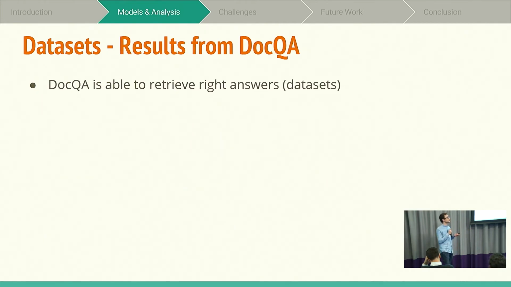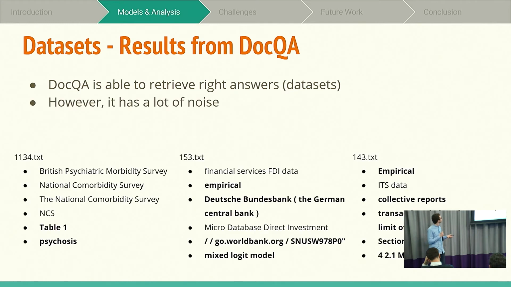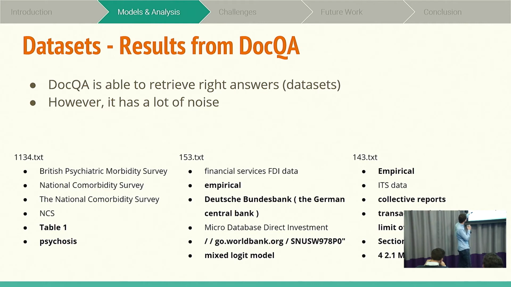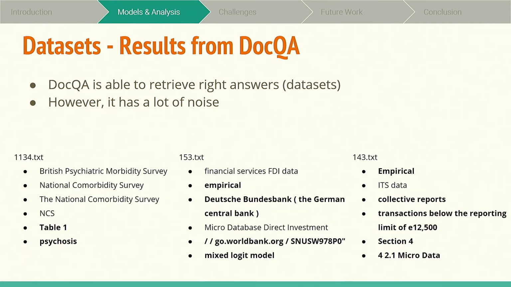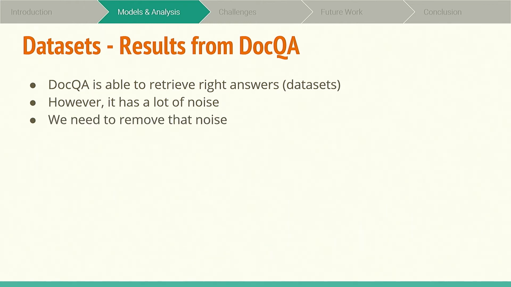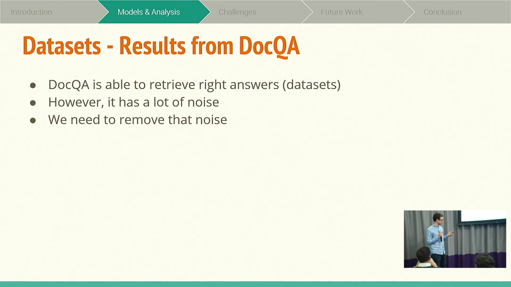So DocQA is able to retrieve right answers. However, it has a lot of noise. For example, here we have "table 1", "psychosis", "empirical", but we also have right answers, like here, this is a dataset name, dataset name, dataset name. So we need to remove that noise.